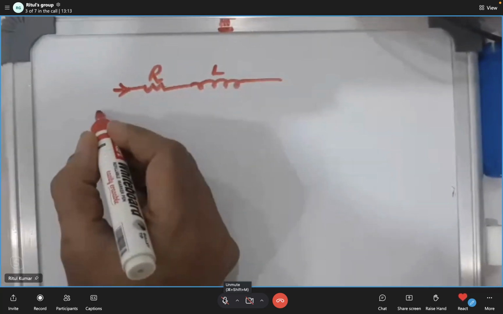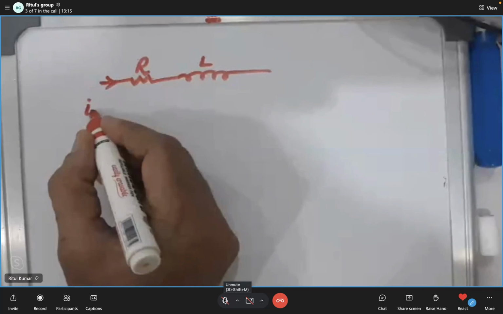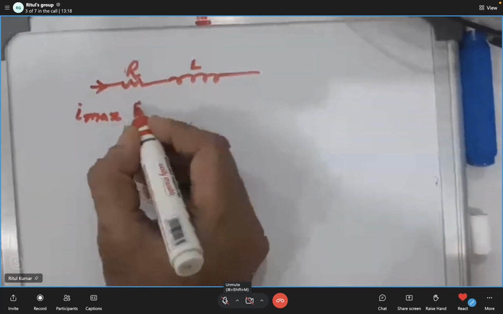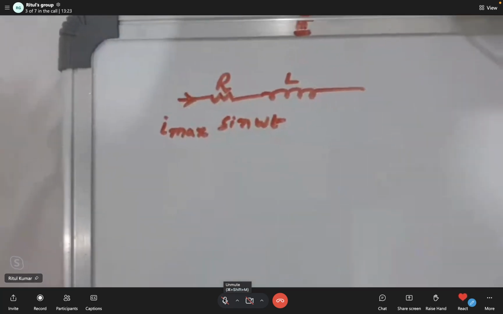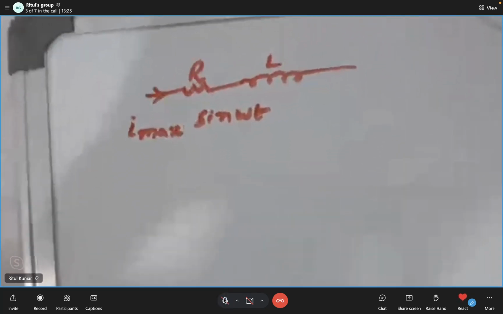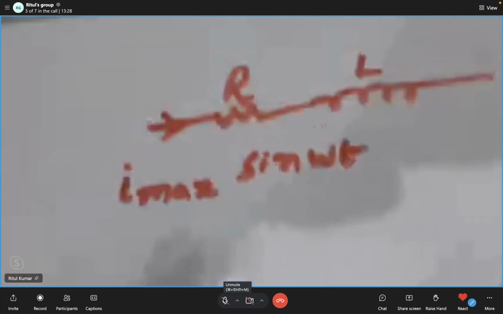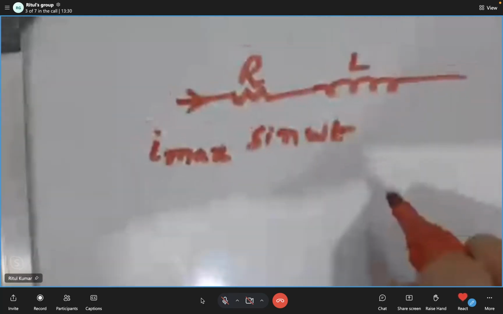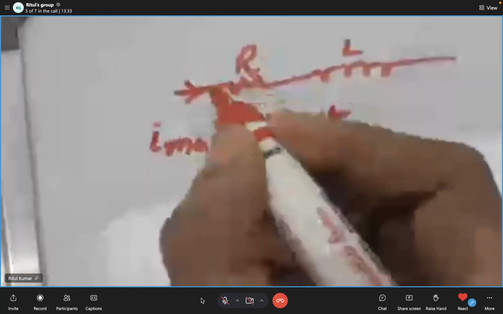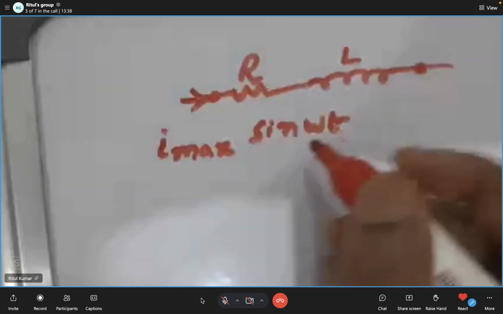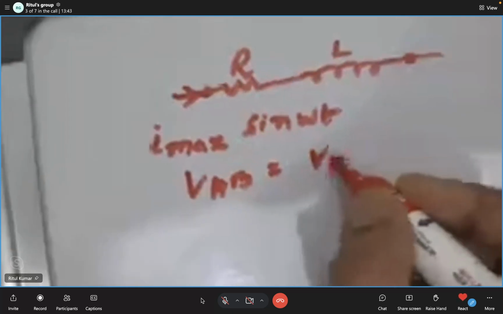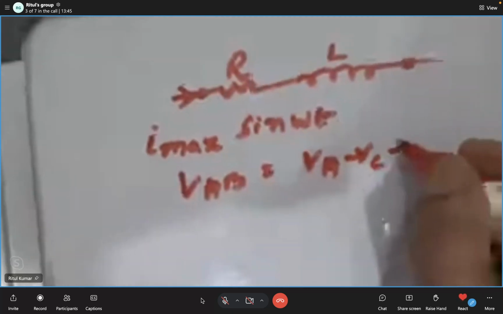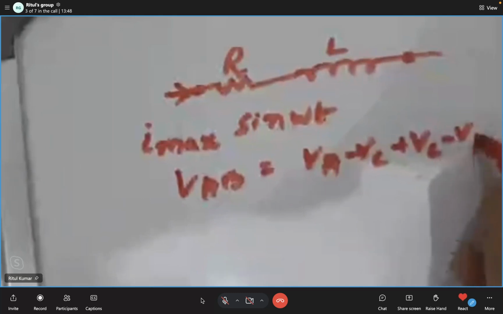Current being fed to it. What is the current being fed to it? Of course, alternating. I max or I naught, sine of the angle omega t. Visible? Yes, sir. Okay. So I max sine of the angle omega t is what we get. After this, we had to calculate the potential difference between these 2 points, this point and this point. I'm marking it as AB. So we get VAB is equal to VA minus VC plus VC minus VB.